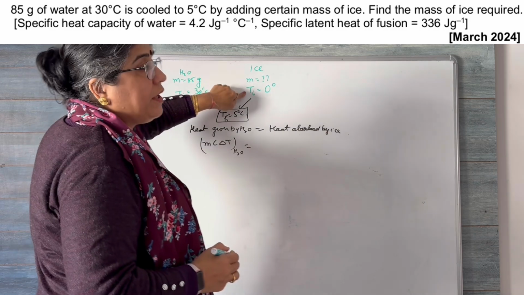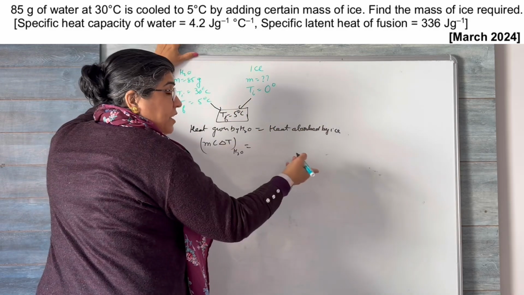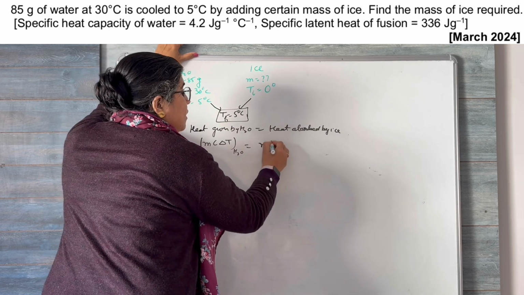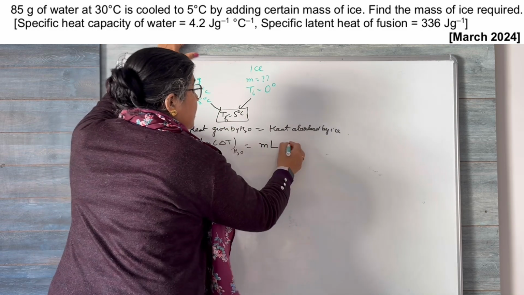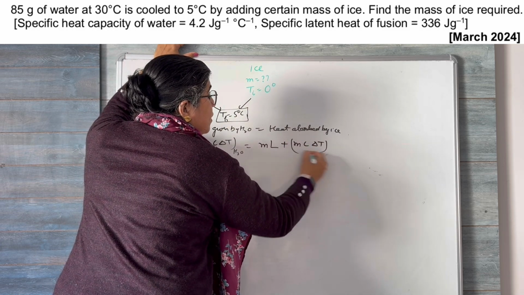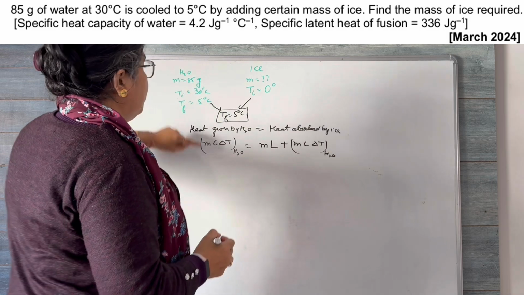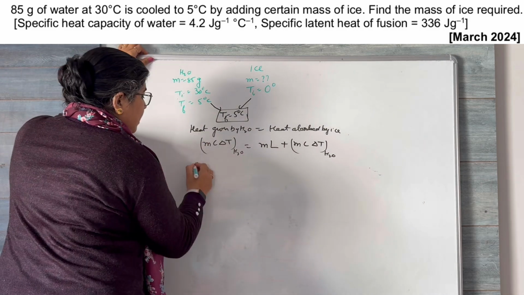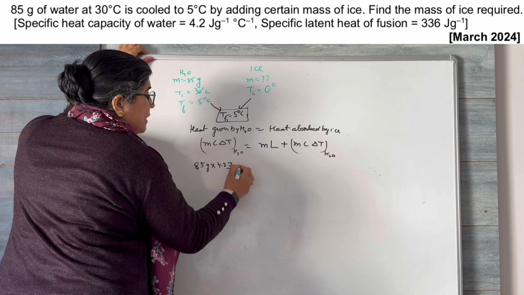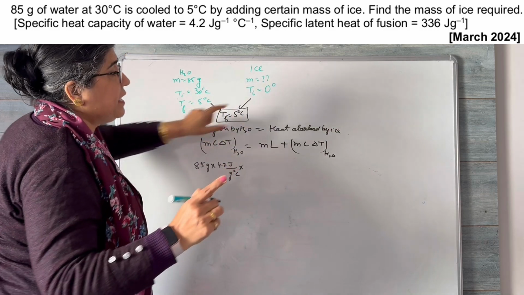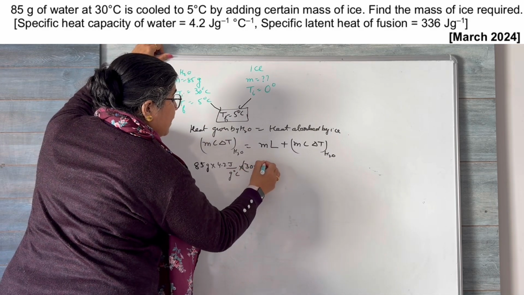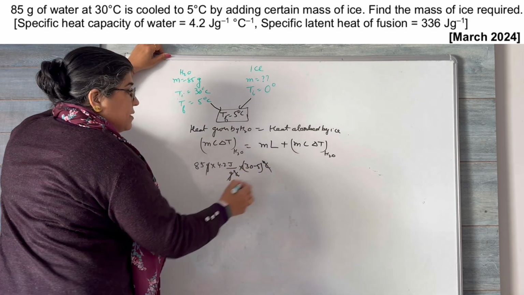What will ice at 0 degree do? It will first change to water at 0 degree. Ice at 0 degree to water at 0 degree, that is state change. Then that water at 0 degree will come to 5 degree. Now put the values. Mass of water 85 grams into 4.2 joule per gram per degree centigrade. Change in temperature, any side you write, it has to be higher minus lower. 30 minus 5 degree centigrade cancels, gram cancels.